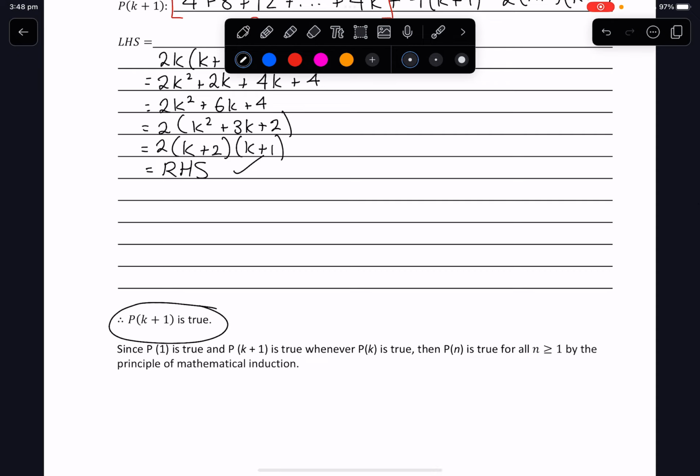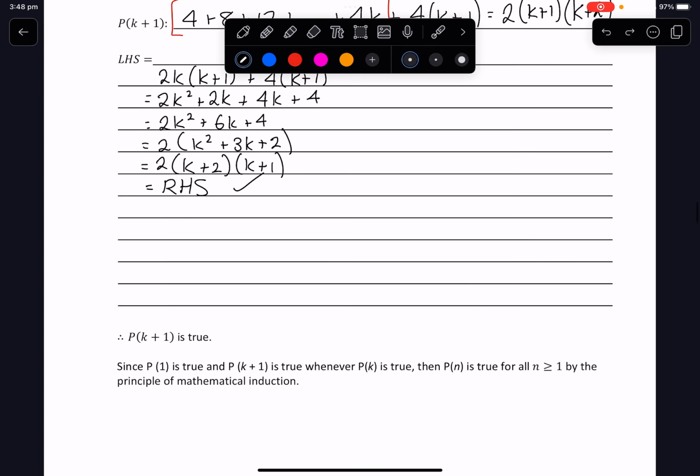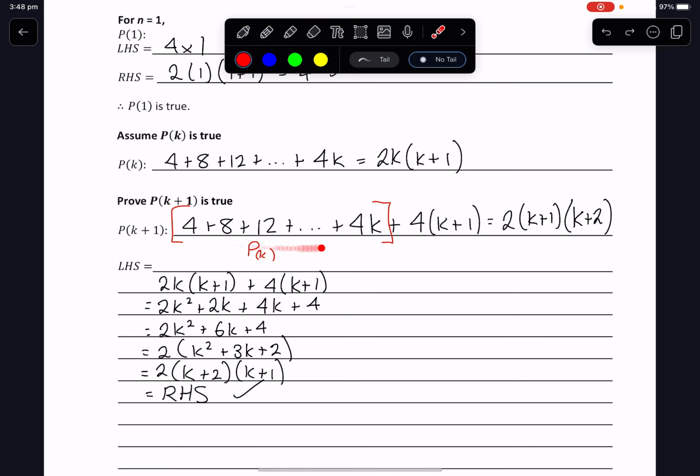That means P of k plus 1 is true, given P(k) is true. Since P(1) is true, and P(k plus 1) is true whenever P(k) is true, so we use P(k) is true in our P(k plus 1) proof, then P of n is true for all n greater than or equal to 1 by the principle of mathematical induction. Pretty much all series mathematical induction questions will involve this step of replacing this section here with the right-hand side of P(k), so you can utilize that as well.